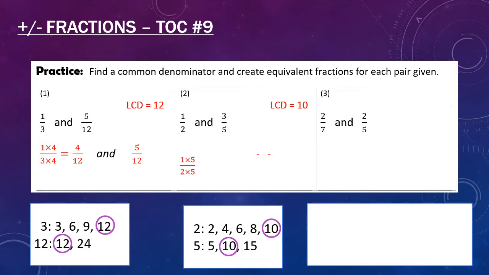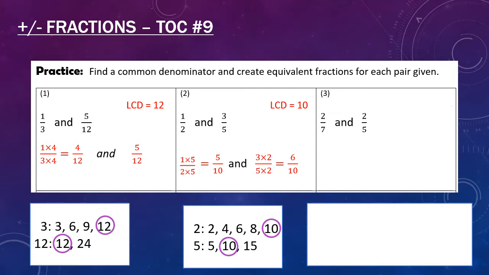I multiply them both by 5, and I end up with 5/10. That one you can kind of figure in your head. What's half of 10? 5. 3/5: to get 10 as my denominator, I multiply them both by 2, and I end up with 6/10. Now I can add, subtract, whatever I need to do.